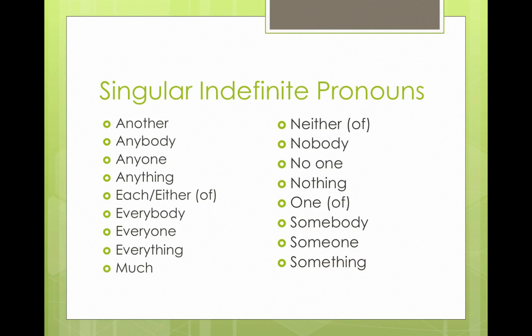But a list of singular indefinite pronouns: another, anybody, anyone, anything, each of or either of, everybody, everyone, everything, much, neither of, nobody, no one, nothing, one of, somebody, someone, something. These are all our singular indefinite pronouns. And if they're singular, then our verb has to be singular. So just remember that when you're using them.